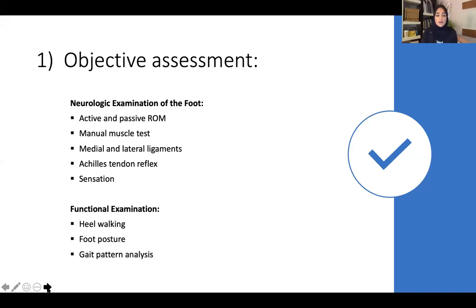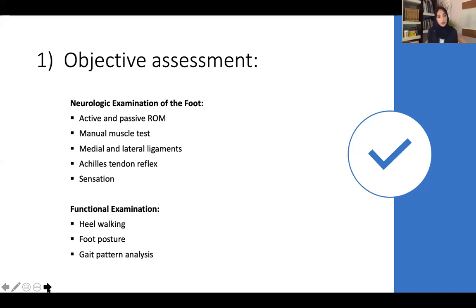It is also important to check the Achilles tendon reflex, to check the S1 and S2 nerve roots. The ankle jerk response might be either diminished or absent in some patients. Sensation is also very important. As we mentioned earlier, hypoesthesia or numbness may occur in the L4, L5, S1, and S2 dermatomes. Then we should proceed to functional examination.